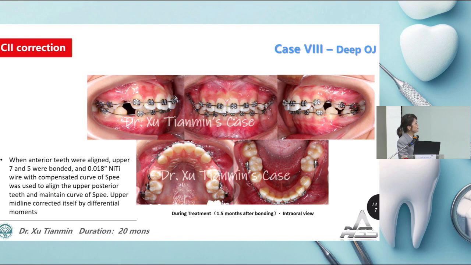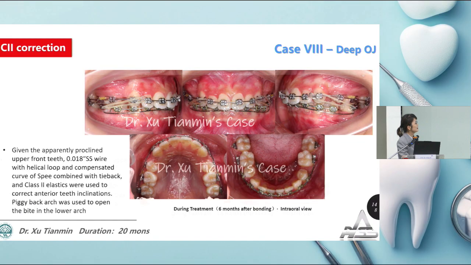When the anterior teeth were aligned, the upper 7 and upper 5 were bonded and used an 18 nighthigh wire with normal curve of Spee to align the upper posterior teeth and maintain the curve of Spee. Six months later, you can see the double wire system.